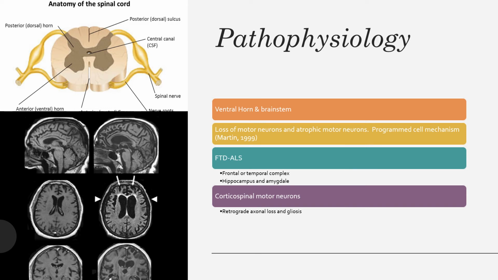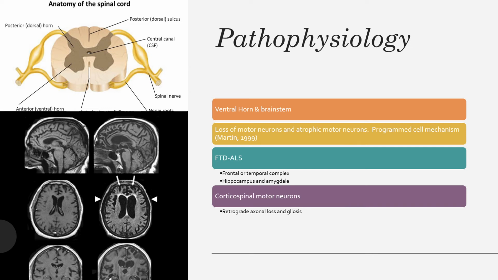motor neurons. They've also seen through autopsies of ALS patients the loss of motor neurons, and atrophic motor neurons will typically present with a basophilic appearance, and this suggests that it is a programmed cell mechanism, and this was according to a study by L.J. Martin in 1999.